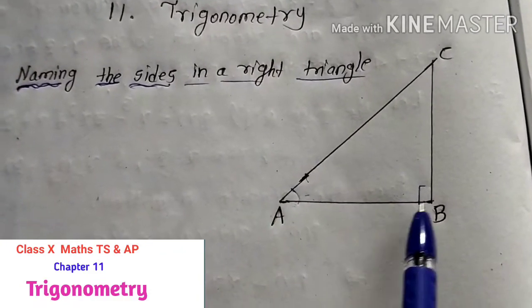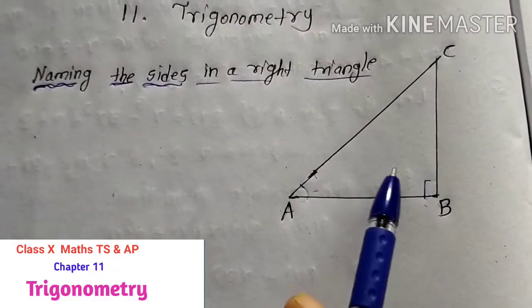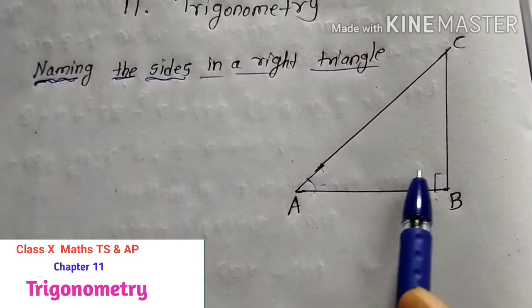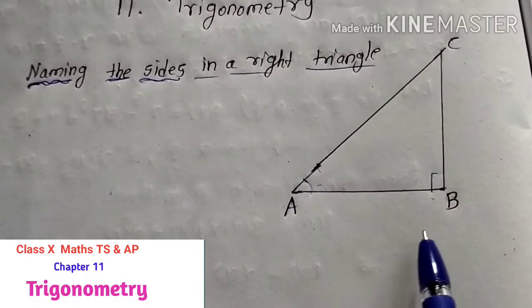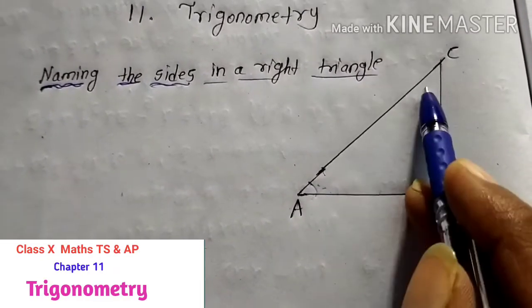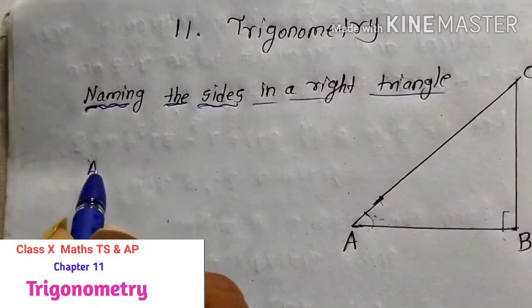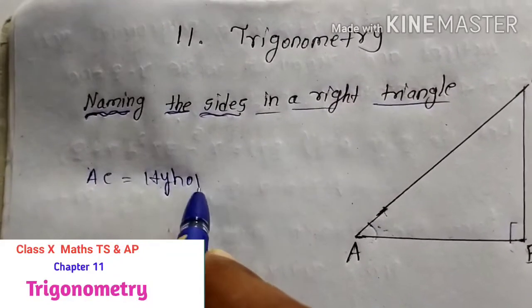Just you can see here. Already we know the naming of the sides in a right angle triangle from the previous class. First of all, observe which is the longest side in this right angle triangle. Which is the longest side, AC or not? AC. How can we call it? We can call AC as hypotenuse.